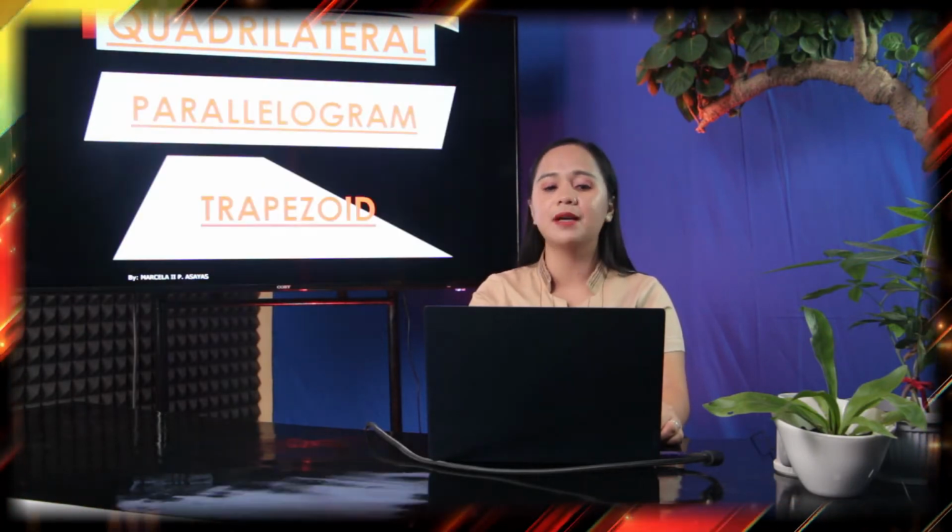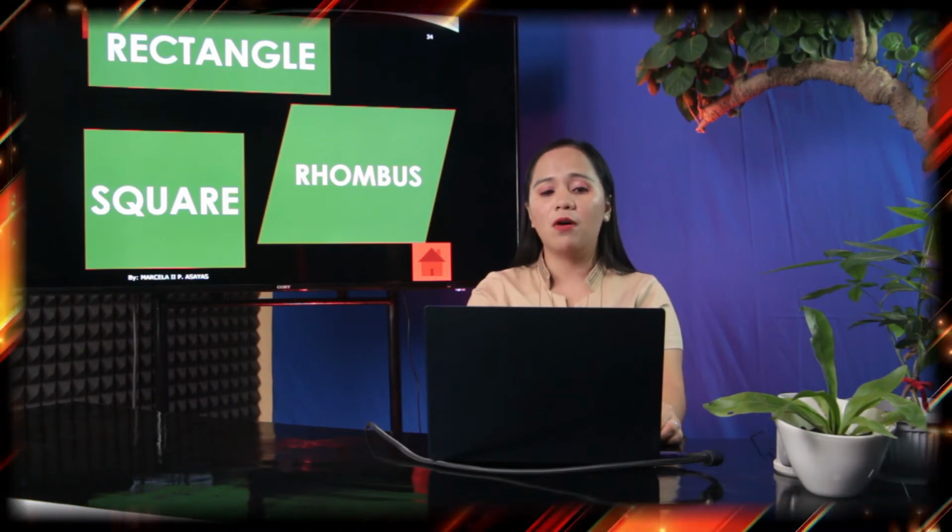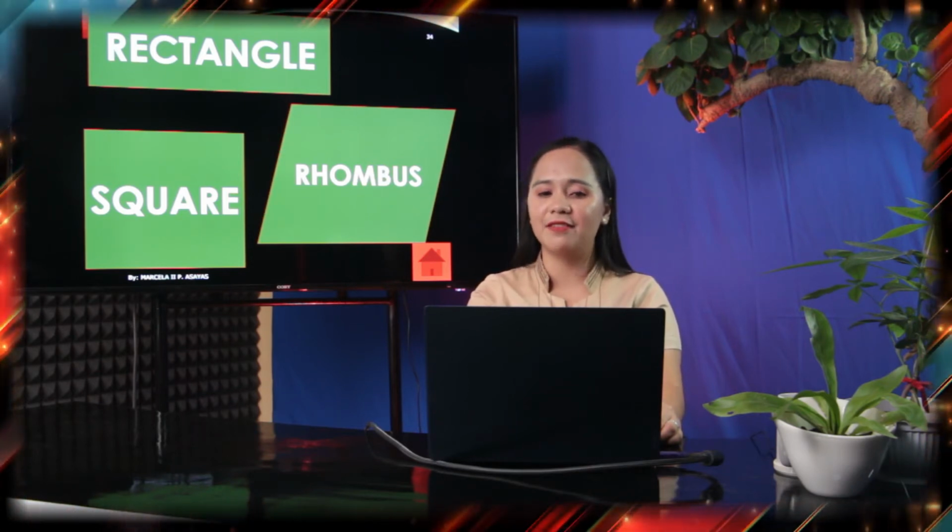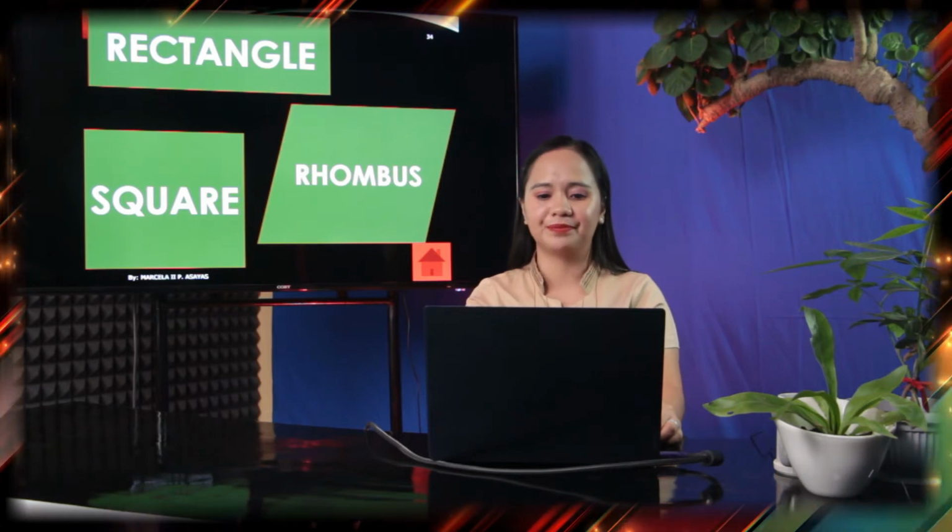For the review, let's have the family of the quadrilateral. There are special types of quadrilateral, namely the parallelogram and trapezoid. For the parallelogram, we have rectangle, which has 4 equal angles, all right angles, rhombus, 4 equal sides, and square, both have the characteristic of rectangle and rhombus, have all right angles and have all equal sides.